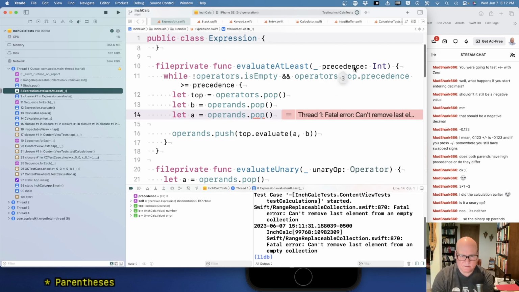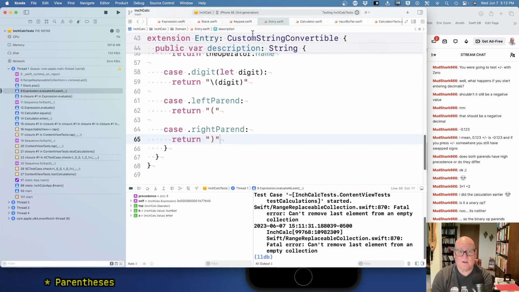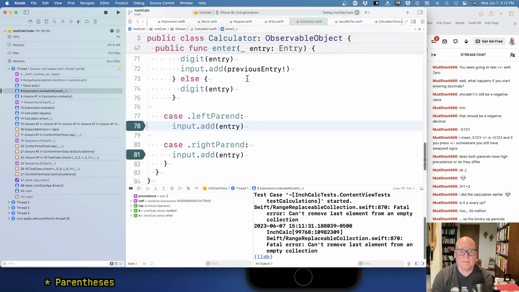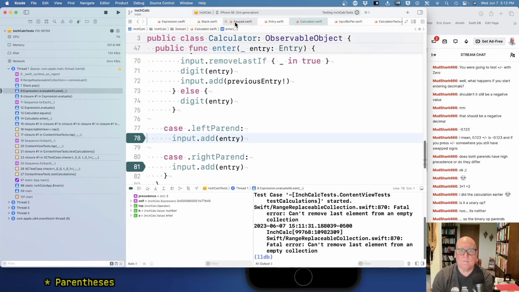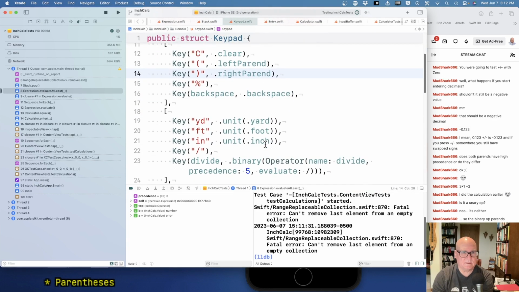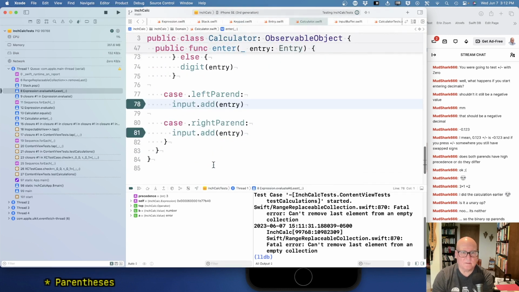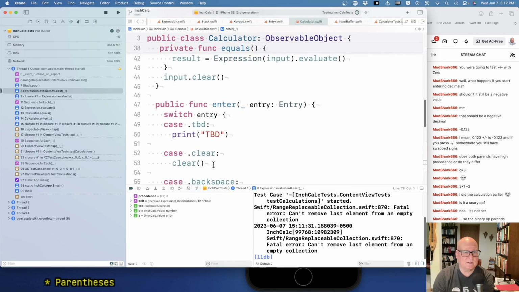Evaluate at least says if the operator stack is greater than or equal to precedence, then you should apply it. So maybe I've got to go the other way on the precedence of it. I mean, I think it should just fall out. So I'm hoping that's the case. Left paren. Sorry, calculator. Where's our push? Is it evaluate?